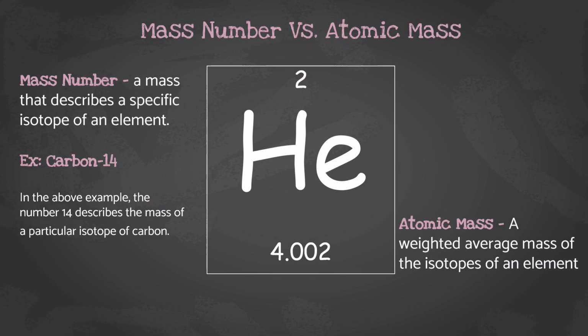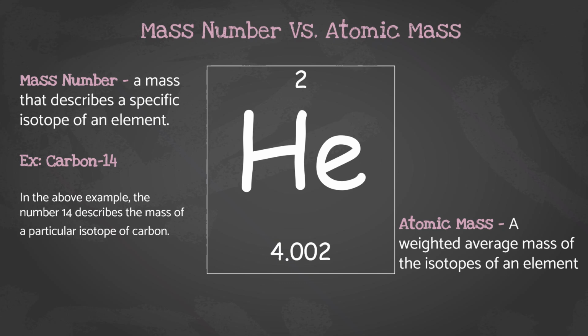So now that we've talked about isotopes and ions, we want to talk about mass number and atomic mass. Mass number is the mass that describes a specific isotope of an element. So carbon 14, that 14 is the mass number. We saw that with the oxygen 17 example a couple of slides back. That 17 is the mass number. It tells you how much mass that atom has.